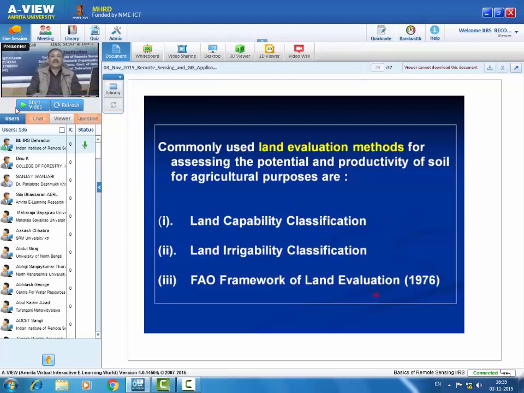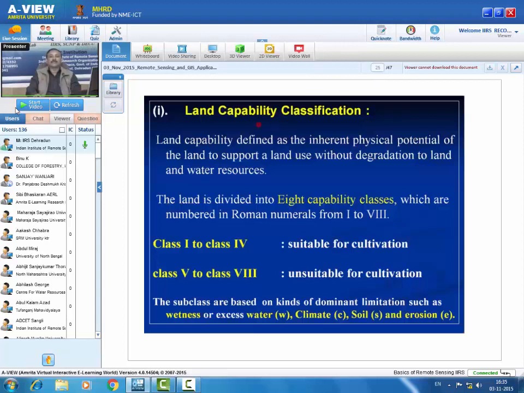Generally, three types of land evaluation are carried out in the field of agriculture. One, very common, is land capability classification. Second is land irrigability classification. Third is the FAO framework of land evaluation. I will discuss these one by one. Land capability classification is used to analyze the inherent physical potential of the land to support land use without degradation of land and water resources, meaning for sustainable use.